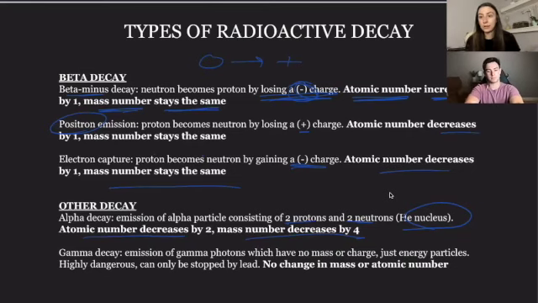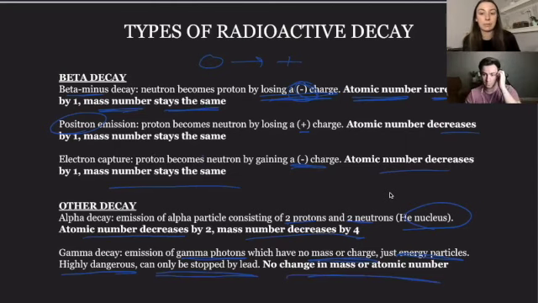Another type of decay is gamma decay, and that's what we think of as like the dangerous decay that Chernobyl is like giving off right now. That's the emission of gamma photons, which have no mass or charge. They're just really high energy particles. Think of gamma rays. They're really high energy that cause cancer. So highly dangerous, can only be stopped by lead, and there's no change in mass or atomic number, because remember, it's just energy. All right, that was kind of long-winded, John. Do you have anything else to say?